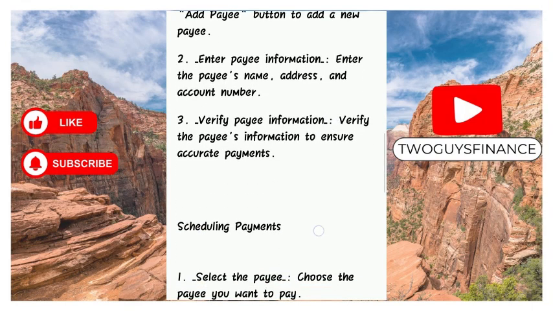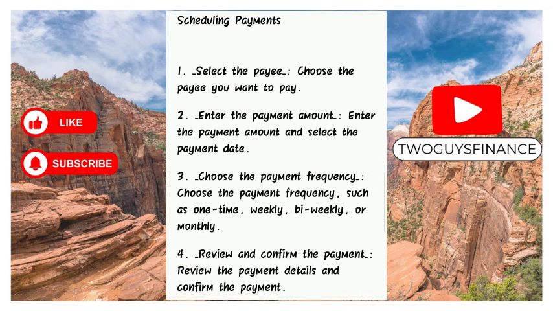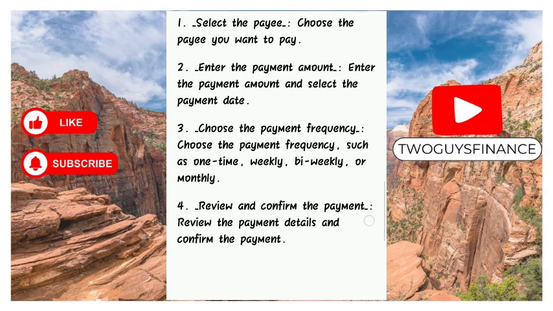Now for scheduling payments, you can just choose the payee that you want to pay, and then enter the amounts and select the payment dates. You can also choose the payment frequency. That could be a one-time payment, bi-weekly, weekly, or monthly. Once you've selected your preferred option, just review the payment details and confirm the payment.